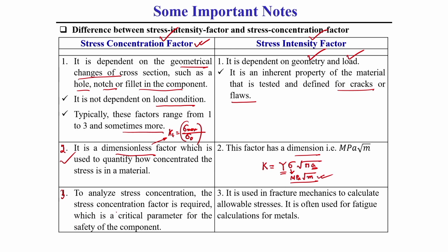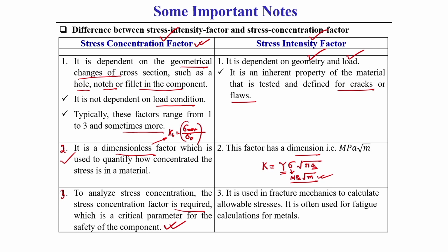Here in the third point you need to know, to analyze the stress concentration, generally the stress concentration factor is required. At a particular location, how much stress concentration has taken place, for that purpose you need to know the stress concentration factor, which is a critical parameter for safety of the component. For deciding the factor of safety, this is a critical parameter.